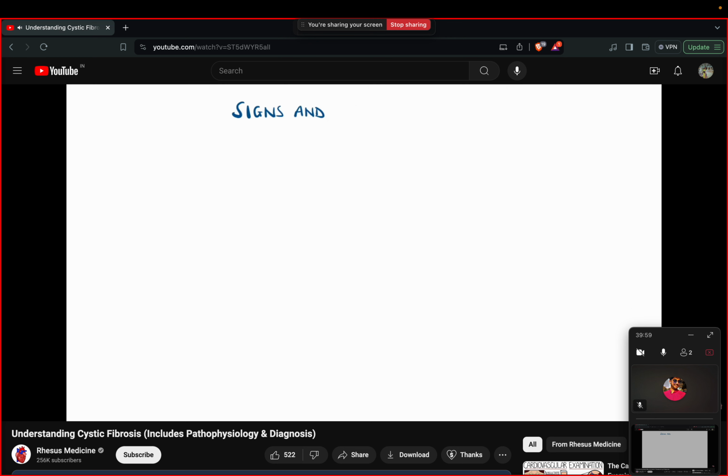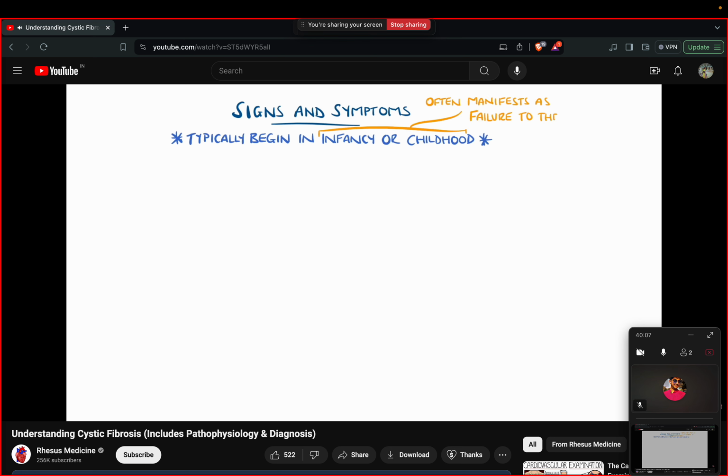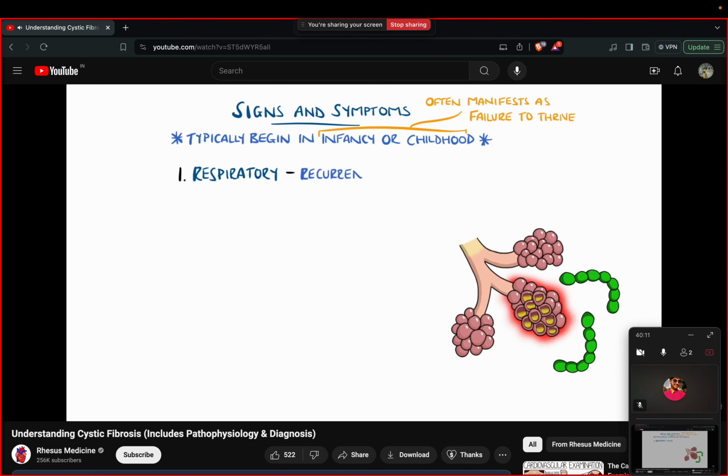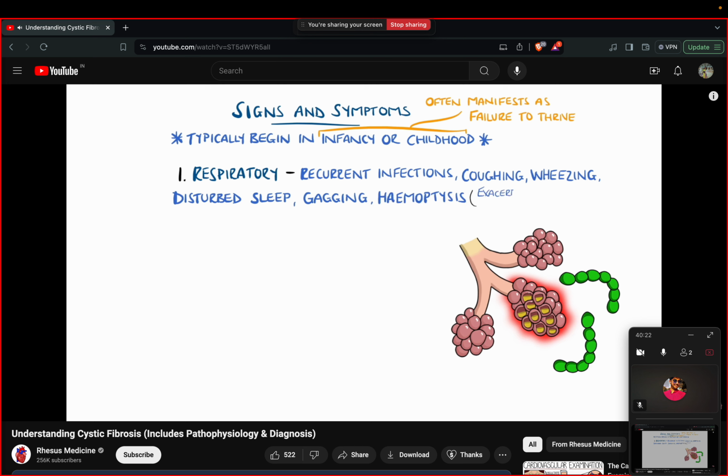Symptoms typically begin in infancy or in childhood, manifesting often as a failure to thrive. Respiratory symptoms can include recurrent respiratory tract infections, with coughing and wheezing being common features, as well as disturbed sleep and gagging, often related to the cough. During exacerbations, hemoptysis is more common, and as the disease progresses, shortness of breath or reduced exercise tolerance become more prominent.